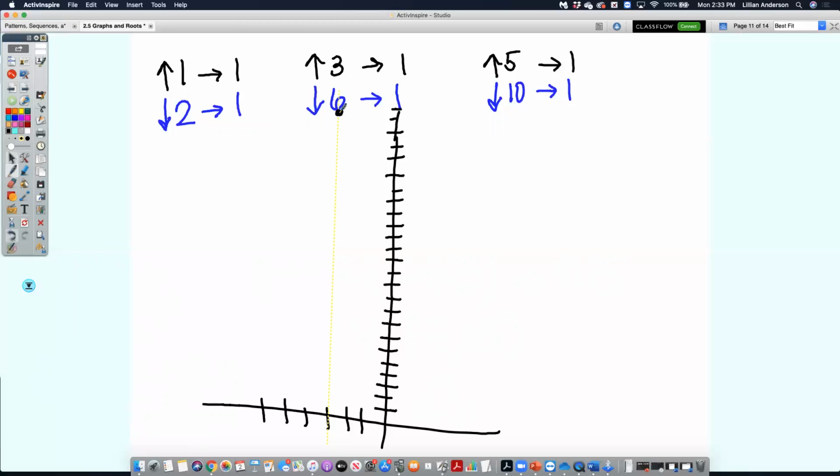And now I'm going to go down 2 over 1, down 6 over 1. Then I'm going to go down 10 over 1.